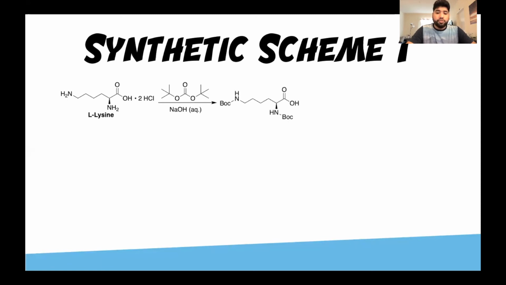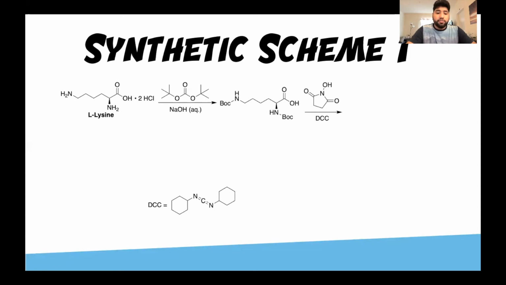For this first scheme, we'll start off with L-lysine, and this is commercially available as a hydrochloride salt. L-lysine undergoes carbamate formation with t-butyl carbonate in aqueous sodium hydroxide. In this case, both amino groups are to be protected, as both can unfavorably react with the carboxylic acid. After protection of the amino groups, the protected L-lysine reacts with N-hydroxysuccinimide, or NHS, in conjunction with DCC.